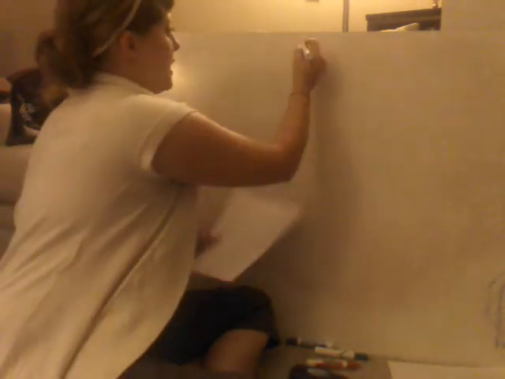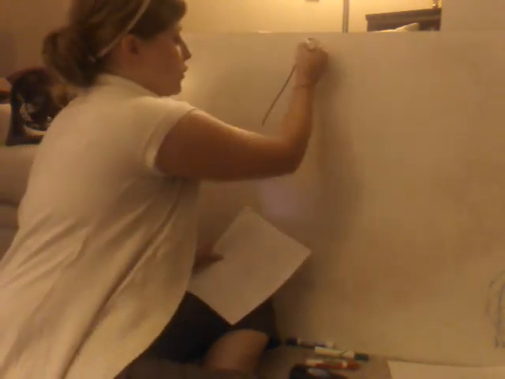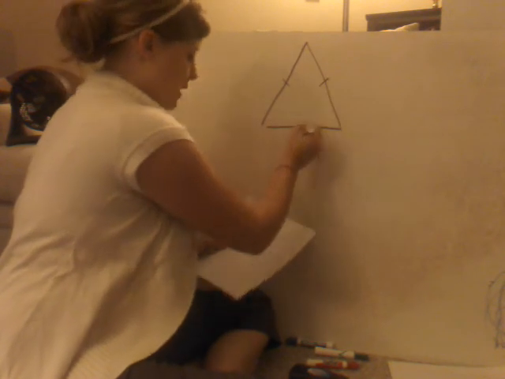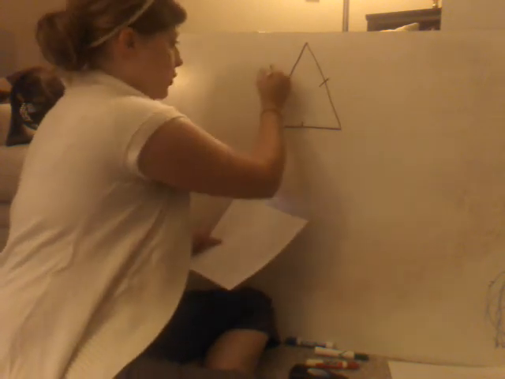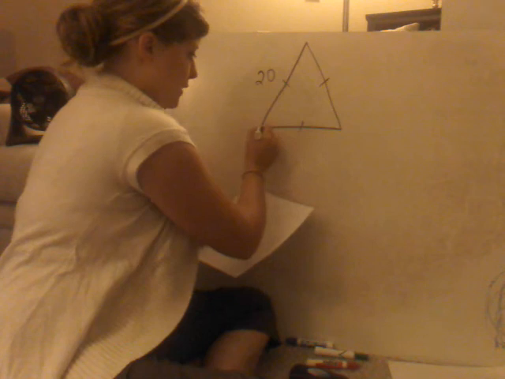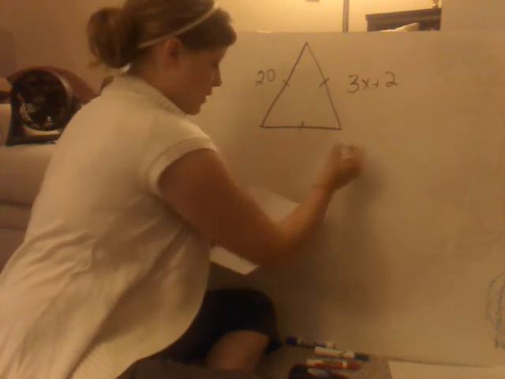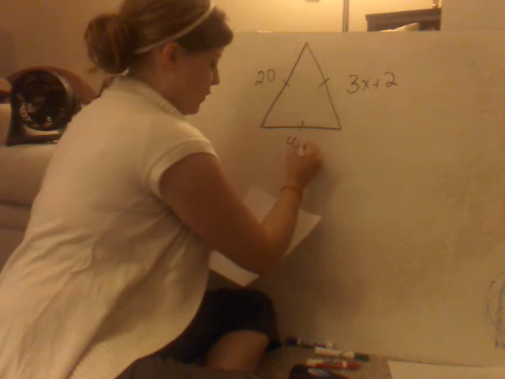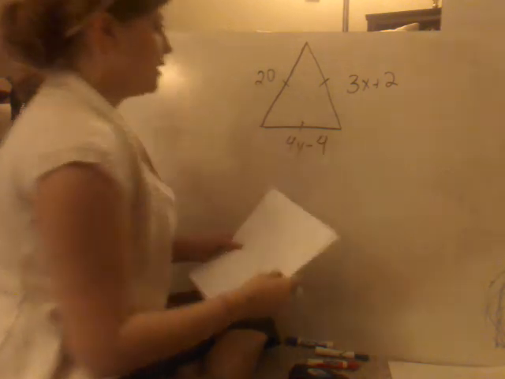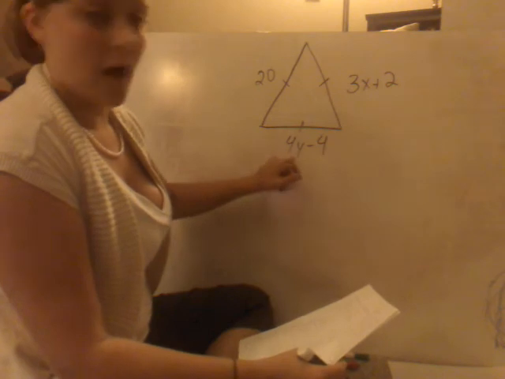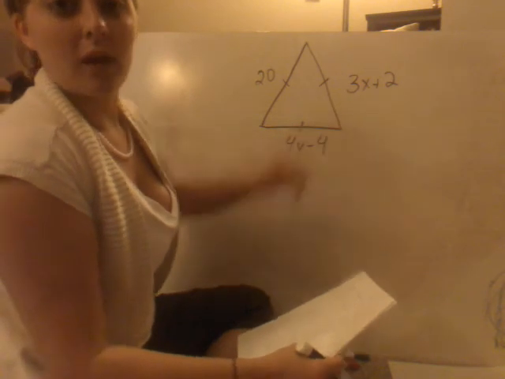Number 2, I have an equilateral triangle. Remember, an equilateral triangle, all the sides are the same. I tell you that this side is equal to 20. I tell you that this side is equal to 3x plus 2. And that this side is equal to 4y minus 4. So all the sides are going to be 20. What I want you to tell me is the value of y and separately the value of x.